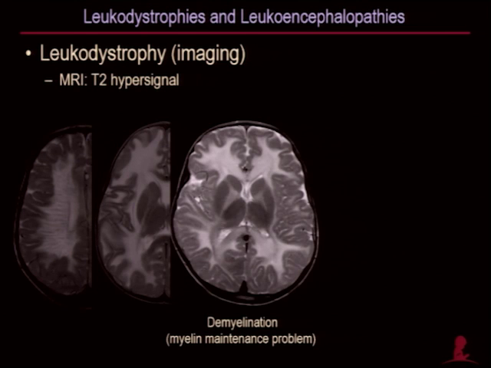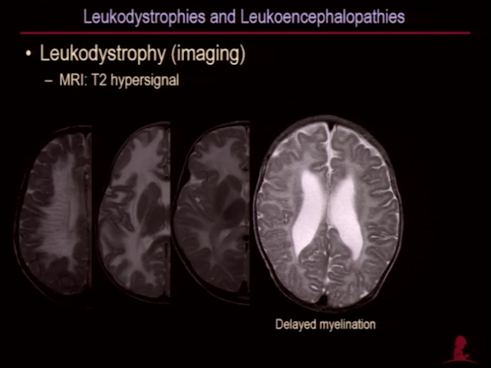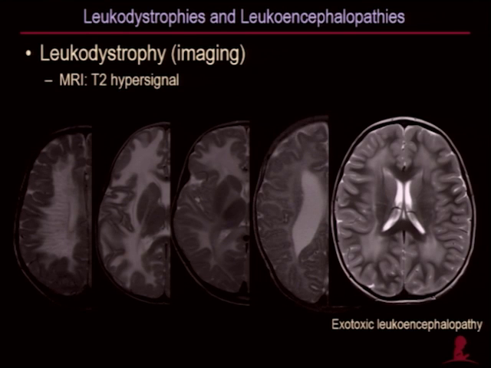This is a demyelinating process, which happens to be reversible, by the way, because it has to do with a myelin maintenance problem. This is actually just delayed myelination. And again, as I said, this is an excitotoxic leukoencephalopathy. The underlying mechanism we may not fully understand, but it's important to recognize that the imaging phenotype may cover a lot of different mechanistic reasons.